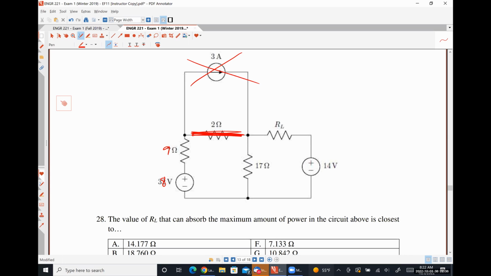Then I could convert from here to having an 8/9 of an amp current source, direction up, in parallel with a 2 ohm resistor in parallel with that 17 ohm resistor. Here's RL. Here is 14 volts. Combine my resistors in parallel.